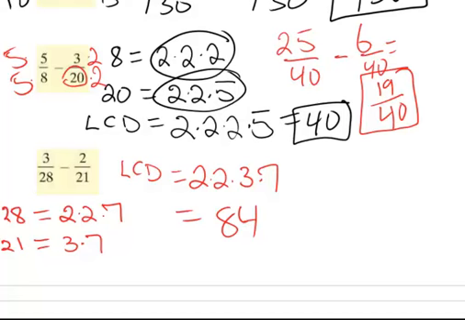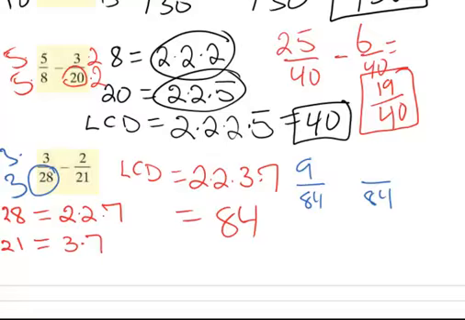All right, so now what I want to do is write two fractions with the denominator of 84. And I'm going to ask myself, okay, well, what did I multiply 28 by to get 84? I multiplied 28 by 3 to give me 84. So I need to do 3 times 3. That's going to leave me with 9.